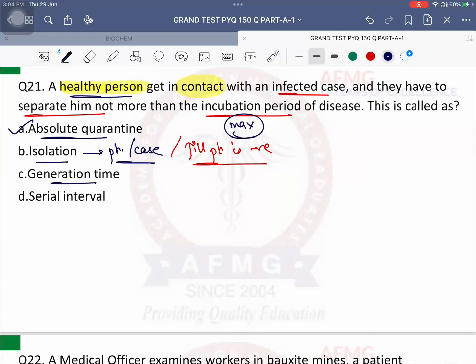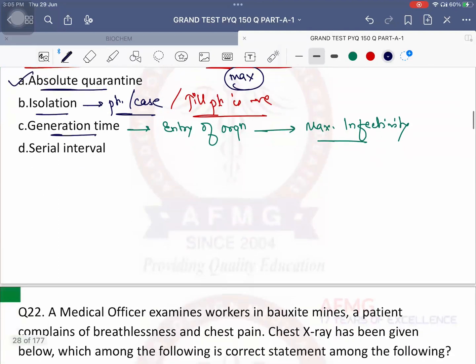The time gap or the time interval from entry of organism in the body till, so what is the incubation period then? Till maximum infectivity. Please remember, entry of organism in the body till maximum infectivity is known as which time? Generation time. Serial interval is what? The time period or the time gap between. Very good. The time period or the time gap between the primary and the secondary case. It is known as serial interval.